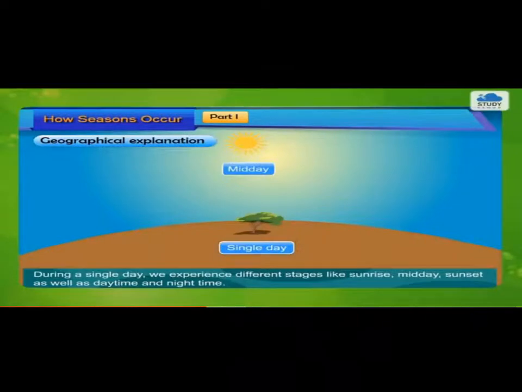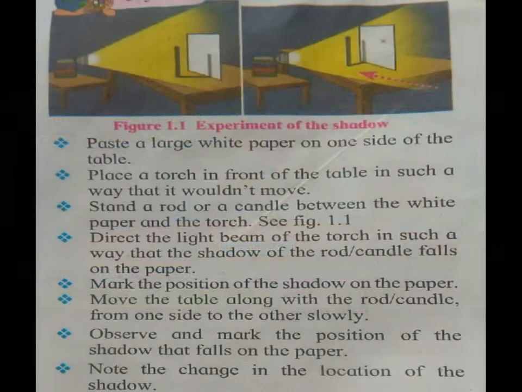Now, see here. Next activity, to understand the changes in the location of sunrise and sunset on the horizon, let us carry out the activity given on the page. Okay, see here, that is the experiment of the shadow. What you have to do: paste a large white paper on one side of the table, and place a torch.